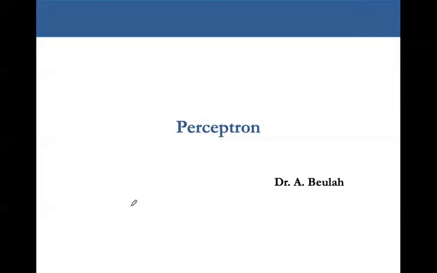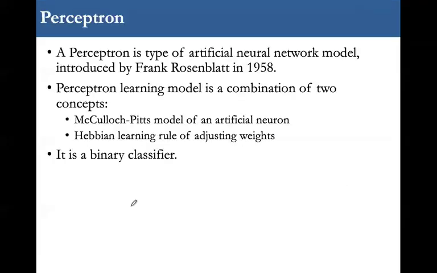Welcome back. In this video, we learn about perceptron. A perceptron is the simplest type of artificial neural network, which was introduced by Frank in 1958.